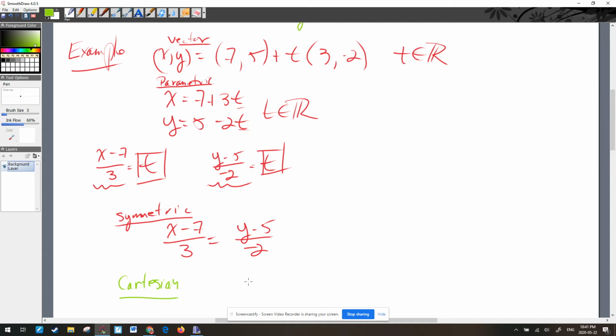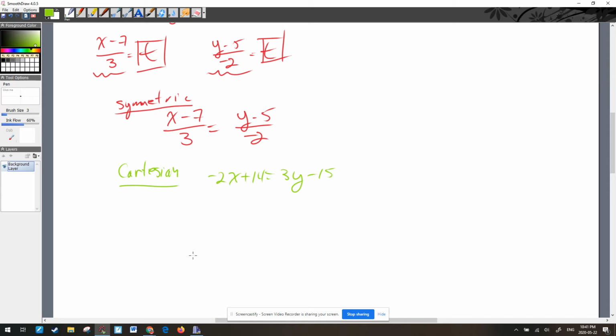To get the Cartesian form, we can cross multiply, so we're going to get negative 2x plus 14 is equal to 3y minus 15. Then get everything over on one side, so I'm going to have negative 2x minus 3y plus 29 equals 0. And you kind of say, haha, there it is. Well, it's not really. Cartesian form has a characteristic that we need to have a positive leading coefficient.